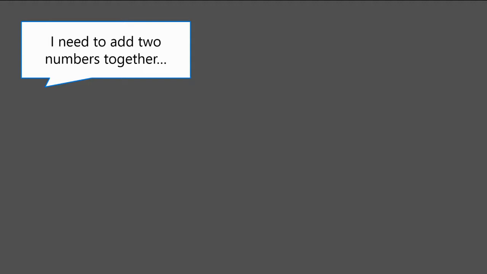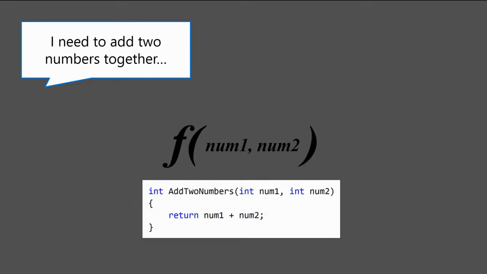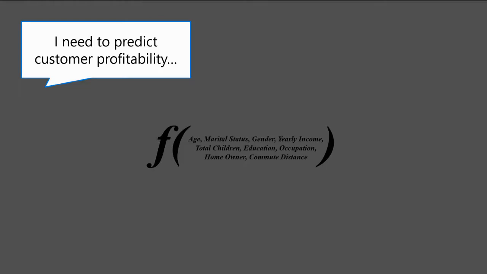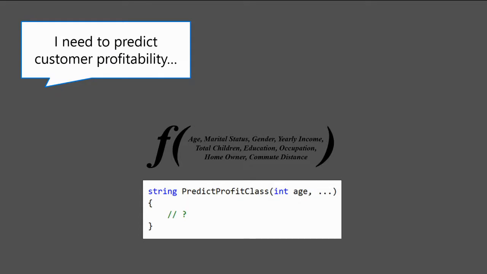I need to add two numbers together. And I recognize that I need a function that takes two inputs, number one, number two, and because I develop in C#, I can very quickly develop this type of solution. All right, very basic. Let's make it a little more interesting by proposing a different requirement. I need to predict customer profitability. And I could detect that the function that I'm looking for will require inputs like age, marital status, gender, etc. And then I open up Visual Studio and I start to write a method like this. Could anyone even suggest what the lines of code would be that would take those inputs and output a reasonably accurate and reliable prediction?